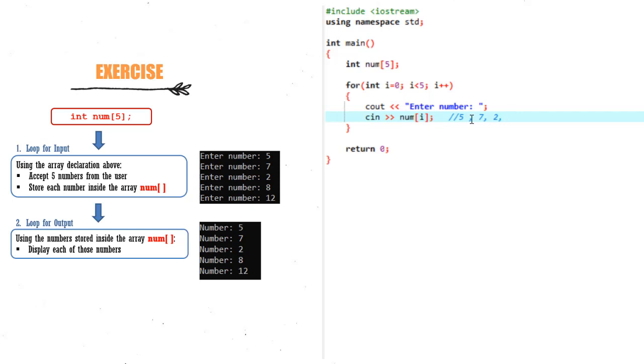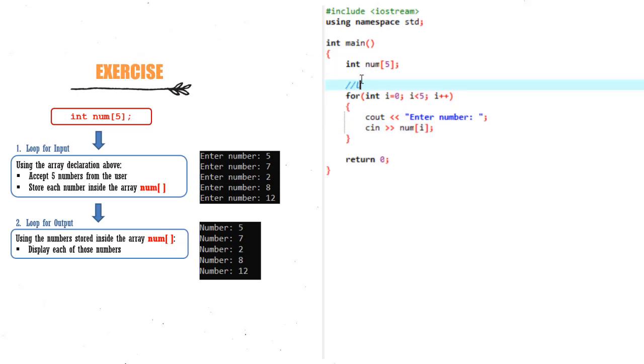Right? So the elements will be stored inside the array one by one. So this is another way for you to do this. Okay? So once you've done that, we've filled up the loop for input. So the next one is we want to display the numbers within our array.